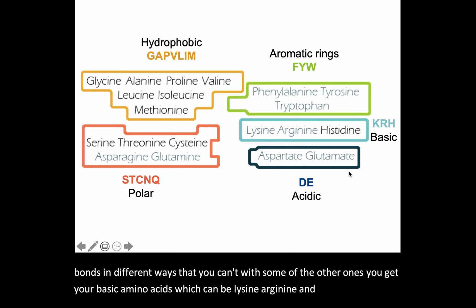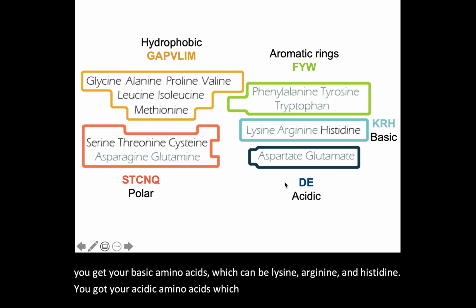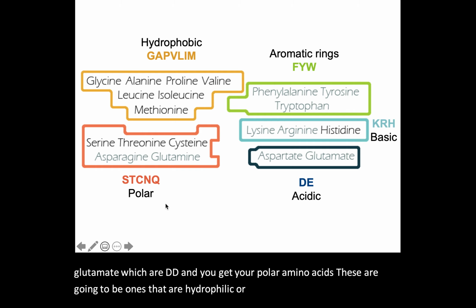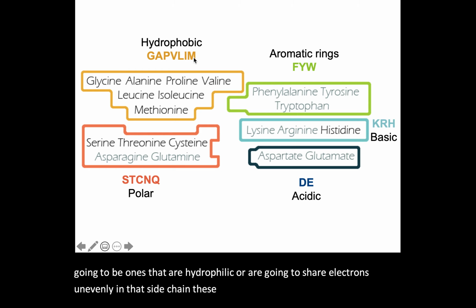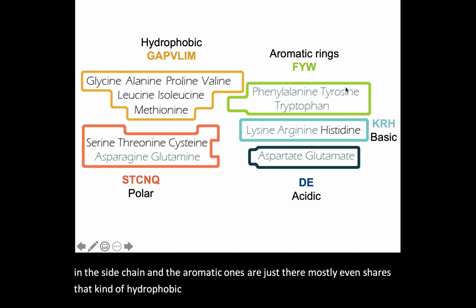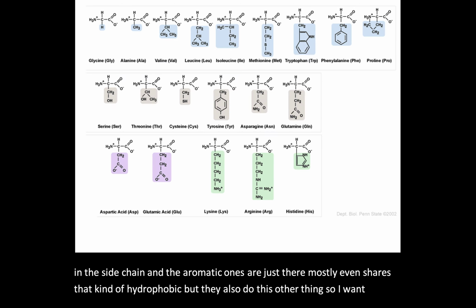You've got your acidic amino acids, which are going to be aspartate and glutamate, which are D and E. And you got your polar amino acids. These are going to be ones that are hydrophilic, or are going to share electrons unevenly in that side chain. These are going to share electrons quite evenly in the side chain. And the aromatic ones are mostly even sharers. They're kind of hydrophobic, but they also do this other thing. So I want you to remember them as aromatic. I think that's more useful.